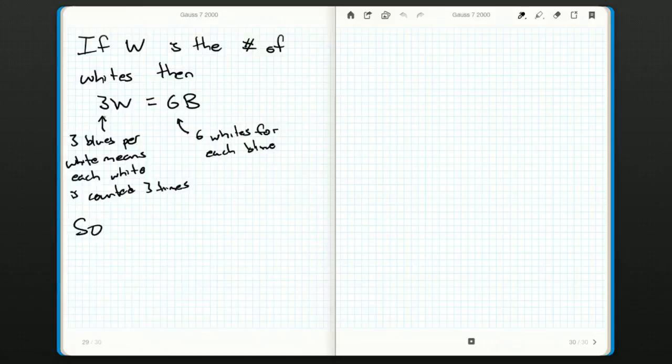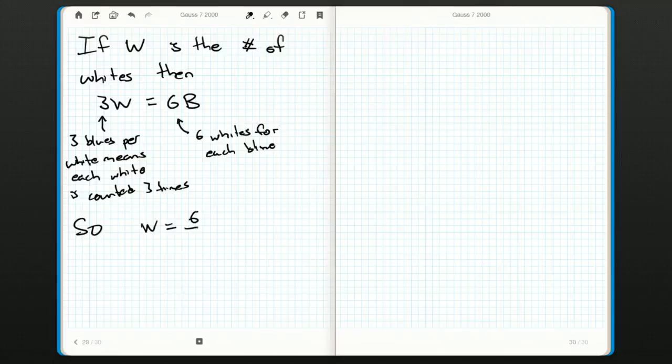And that gave us this equation. 6 white tiles for each blue tile is the same as 3 blue tiles for each white tile. Okay? So if we rearrange that, we see that the number of whites is 6 over 3 times the number of blues, which is 2 times the number of blues.